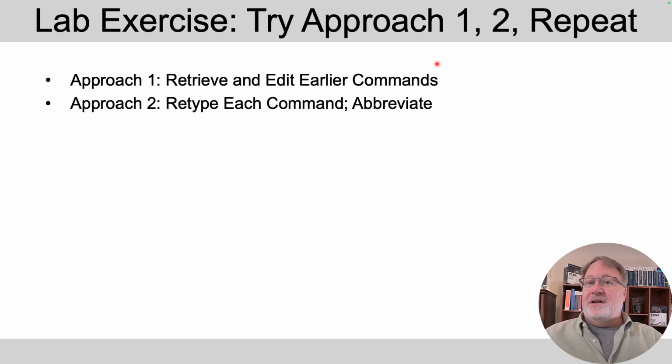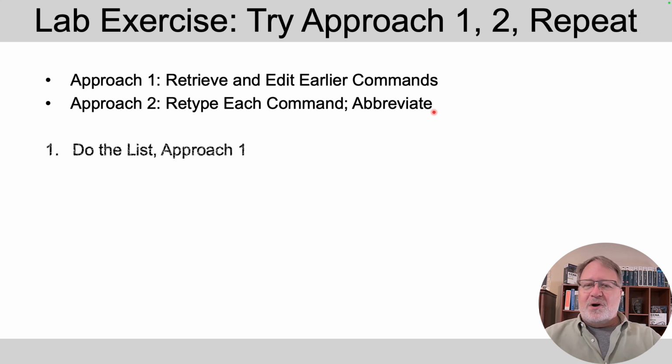But then I want you to try the other approach, which is just retype each command. Now, if you're typing all the letters in every command parameter, that's going to be slower. But of course, our natural tendency is to try to abbreviate them once we realize we can do that. So I would say it's fine to do that. So approach 1 is retrieve and edit. Approach 2 is retype with abbreviations. And you know, sometimes one's going to be faster or better for you or more natural for you, and sometimes the other is. And I just want you to explore that a little bit here in lab.